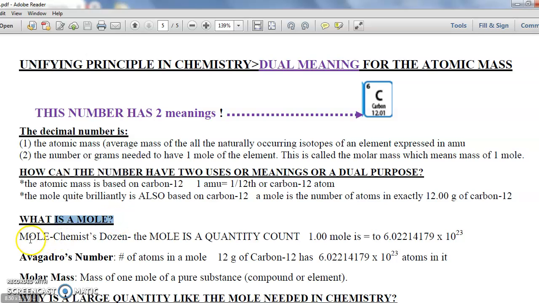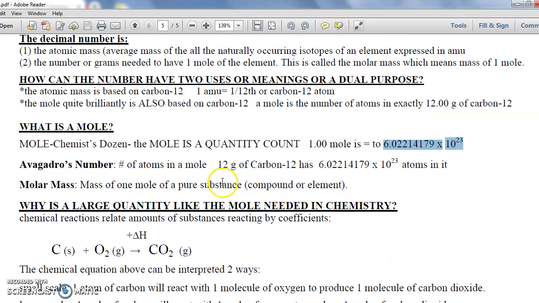That is a mole. A mole is a quantity, the same as a dozen is a quantity. The mole is a quantity, and chemists need a very, very large quantity, as we will soon discuss. What is a mole? A mole happens to be 6.022, etc., times 10 to the 23rd. That is how many is in a mole. How many is in a dozen? 12. How many is in a mole? 6.022 times 10 to the 23rd. It is called Avogadro's number.